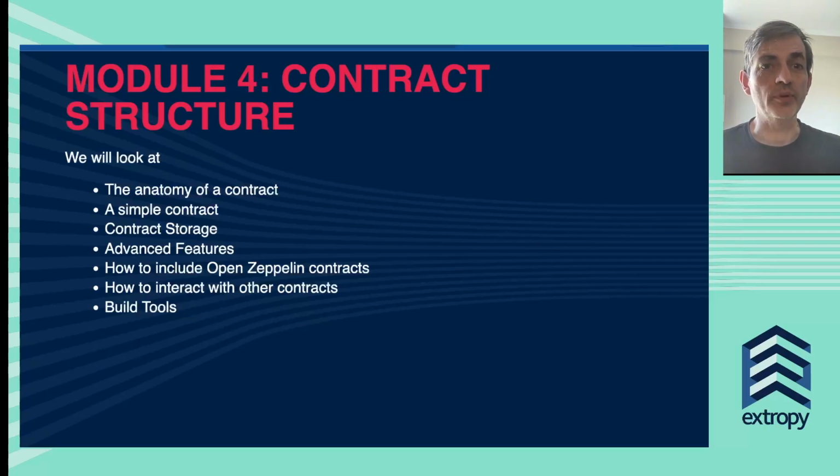In this module we'll be looking at the structure of Cairo contracts. We'll start off with looking generally at the anatomy of the contracts, and we'll have a simple example to show you those details. Then we'll look at contract storage. We'll then look at some more advanced features such as components. We'll see how we can include OpenZeppelin contracts within our contracts, how to interact with other contracts, and we'll finish off having a quick look at build tools.